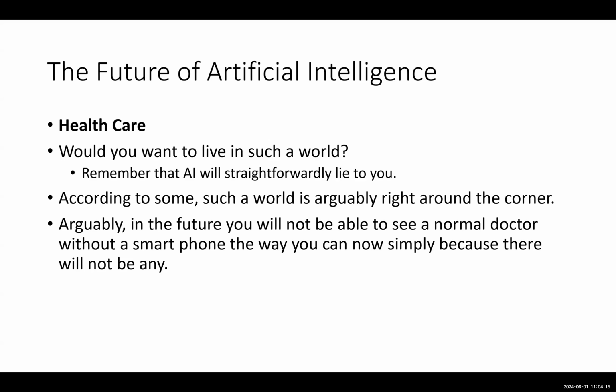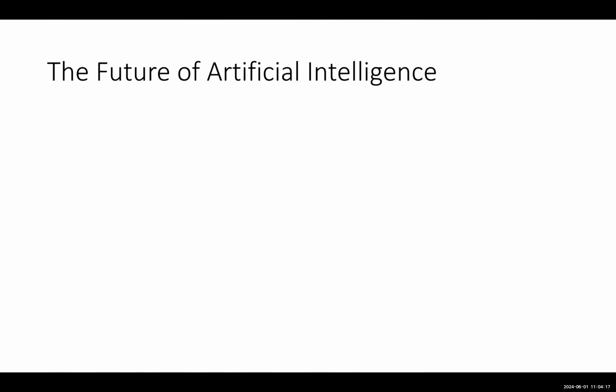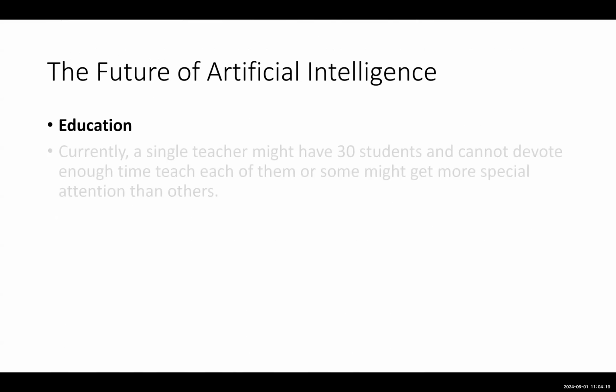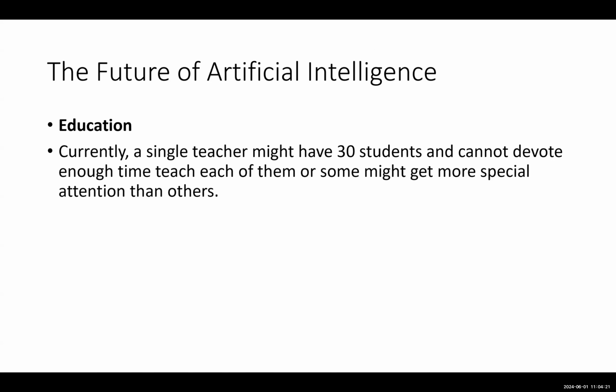But what about education? Let's consider some of the aspects that are involved with education. Well, currently, a single teacher might have something like 30 students and cannot devote all of the time they would like to devote to each and every one of their students. And some might not even get any attention at all. Unfortunately, this is just an issue that happens in our current educational system.